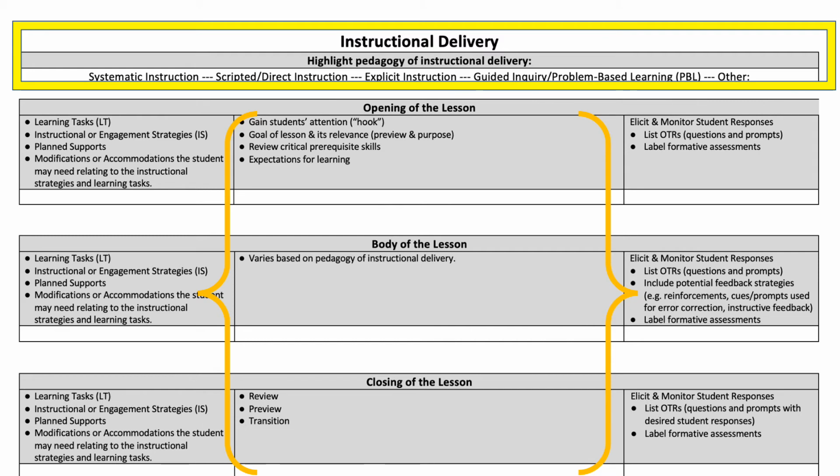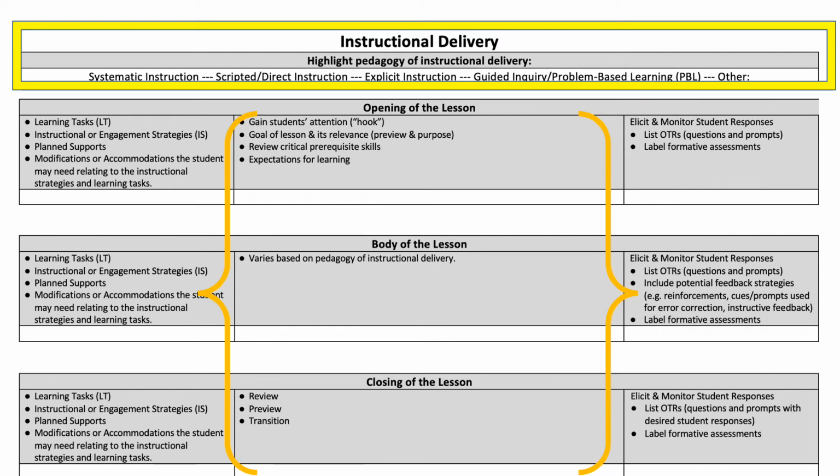your students' attention? What is your hook going to be? Do you need to review any prerequisite skills that are critical to this learning? Do you need to review expectations for the learning? Then you're going to move into the body of the lesson. This will vary based on the pedagogy that you have chosen.